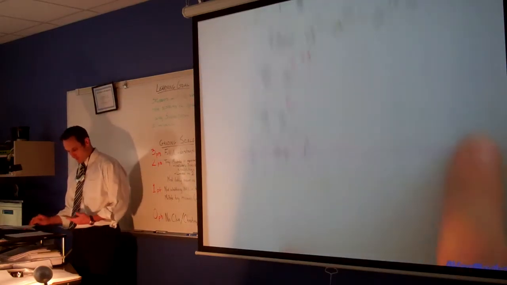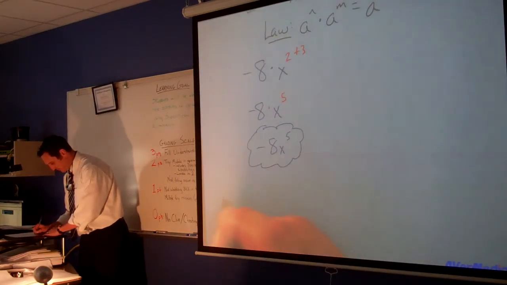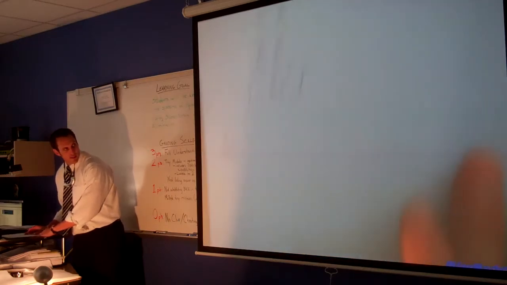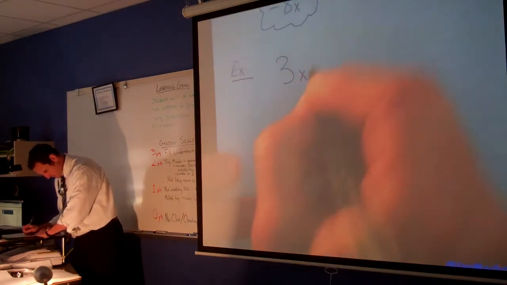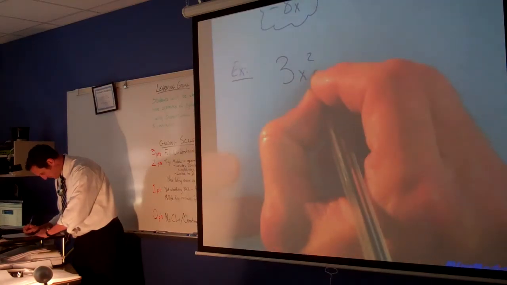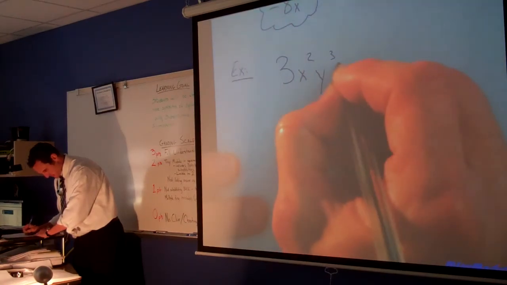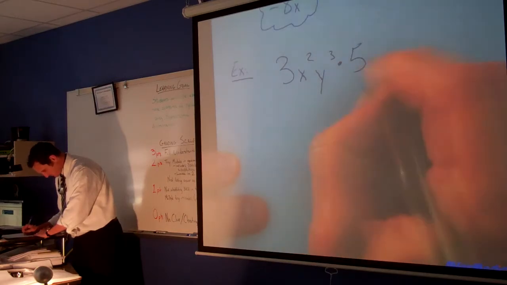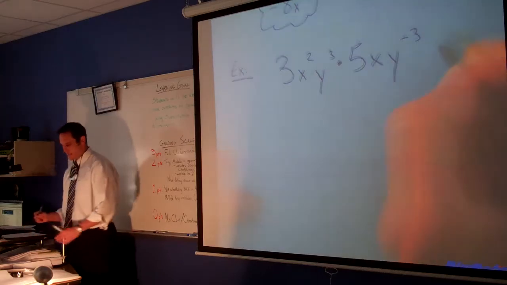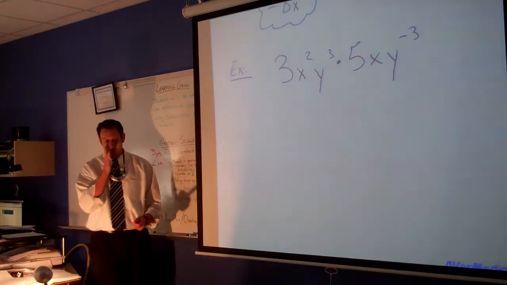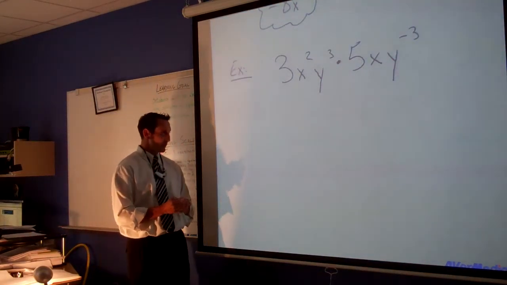So let's do something a little bit more complicated. The next example looks a bit crazier. Let's say we have 3x squared y to the 3rd, another variable, times 5xy to the negative 3. So here's this example. Let's simplify this expression.